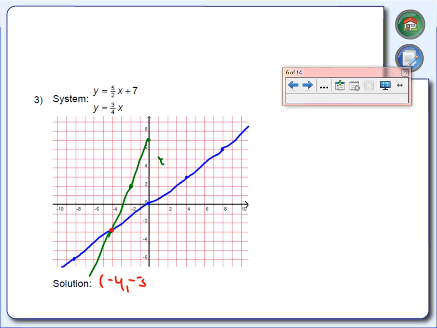-4 and there it is. -4, -3. So not only is it the point of intersection, but it also represents our solution. That's exactly what we're looking for. That's the only ordered pair that satisfies both equations.